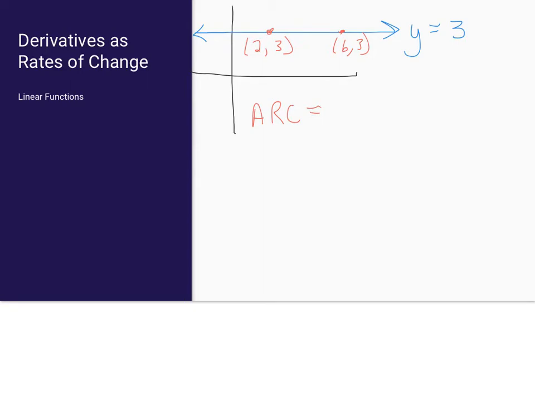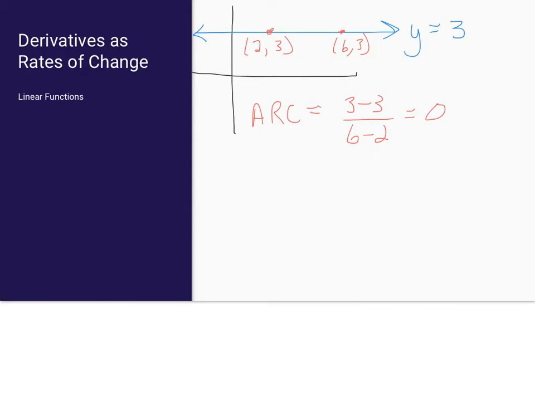So to calculate the average rate of change, we find the difference in the y values, divide that by the difference in the x values, and what do you know? We get 0. This ought to make sense because this is a constant function. It never changes, so its average rate of change is 0.